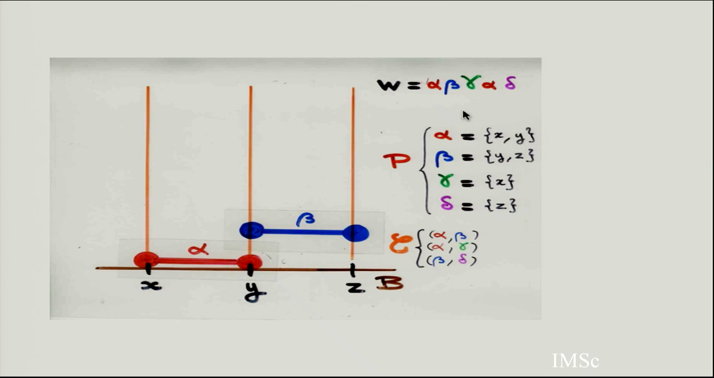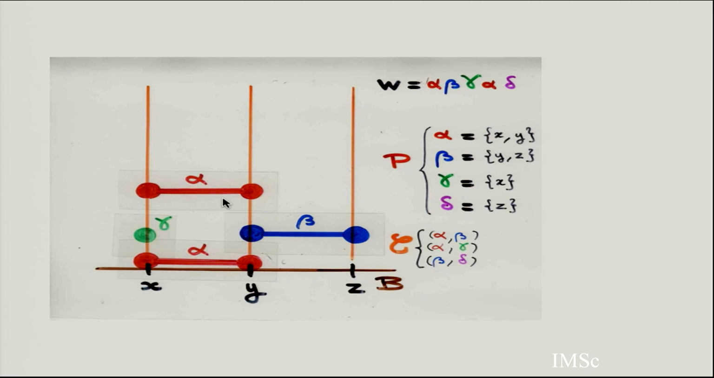So here, alpha, beta. Now I multiply by gamma. So gamma is a subset reduced to x. I multiply again by alpha. So another dimer, alpha, xy, is falling down. And I multiply by delta. And what I get, you see, is a heap of pieces, single points or dimers, which is the heap associated to this word. But different words can give the same heap.